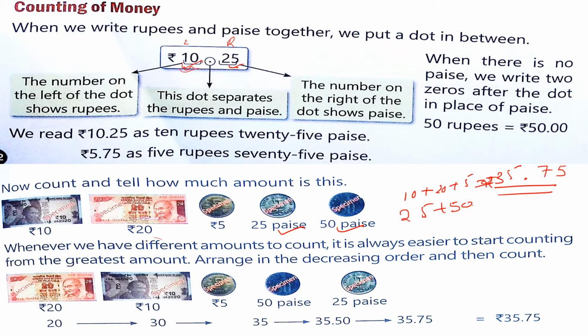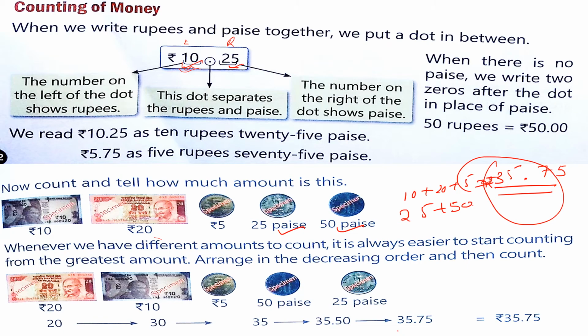Here also it is the same, as you can see. So 20 plus 10 is 30, plus 5 is 35. And 50 pies, so 35.50. So this is 35.75. Our answer is also 35.75 rupees, 35 rupees 75 pies. Got it?